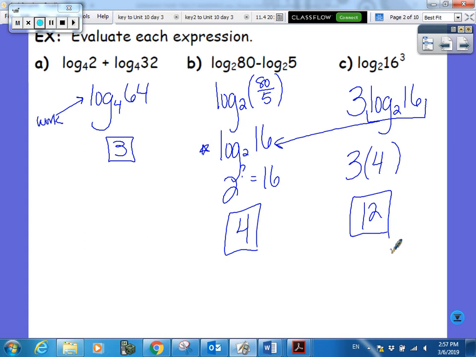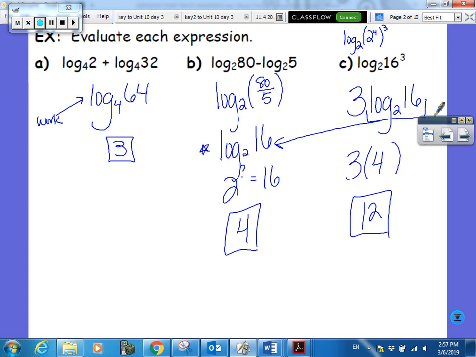If you thought of changing that 16 to a 2 to the 4th, you could have done that also. This right here, you could have changed to log base 2 of 2 to the 4th to the 3rd. And then you can use your log base 2 of 2 to the 12th, log base b of b to the x equals x, and you get 12. Okay, another way to think of that. Whatever comes to your mind.